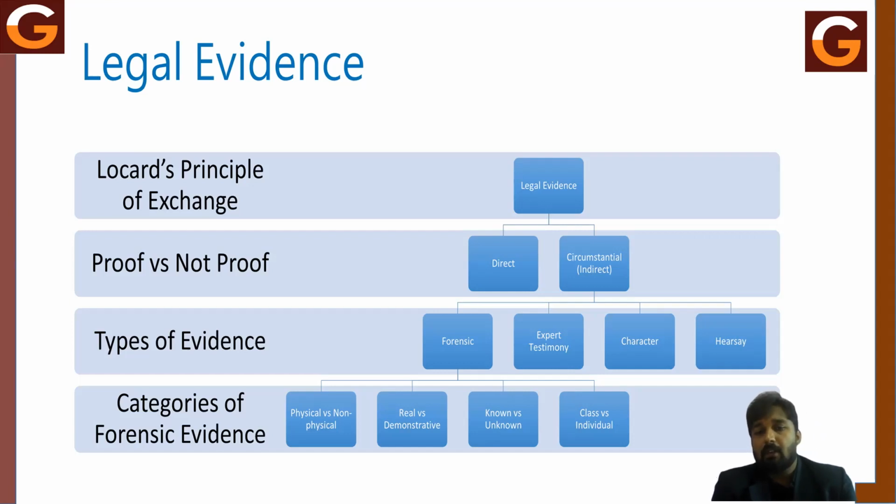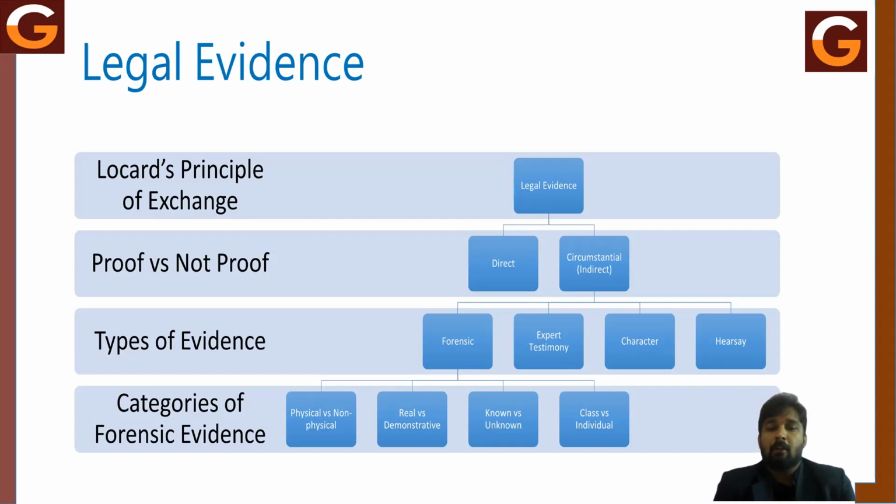One will be the forensic evidence, which has to be examined by the expert. The other will be the expert testimony. Once the examination is done, he has to prove the content that he has examined and what the overall conclusion was, followed by character and hearsay, like what the victim, witness or suspect tells or admits in the court of law, followed by various categories of forensic evidence, which form a main and crucial form of evidence for any type of crime.